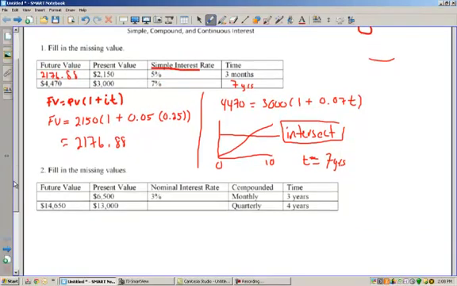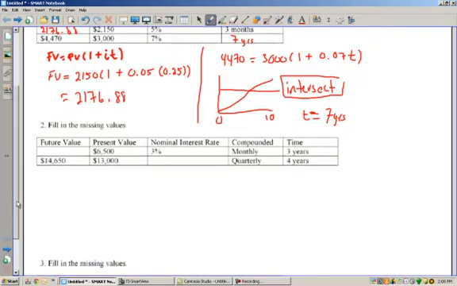In the next part, I want to fill in the missing values, but instead of the simple interest formula, now I'm going to use the compound interest formula because it says nominal interest rate compounded next to it. And so the compound interest formula is FV equals PV times 1 plus I over N, all raised to the NT. And again, the first one we don't know the future value, so I just copy down FV. I know the present value, it's 6,500.